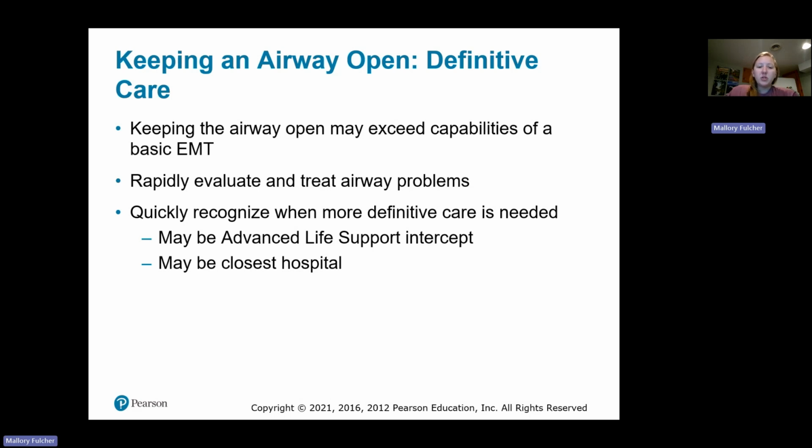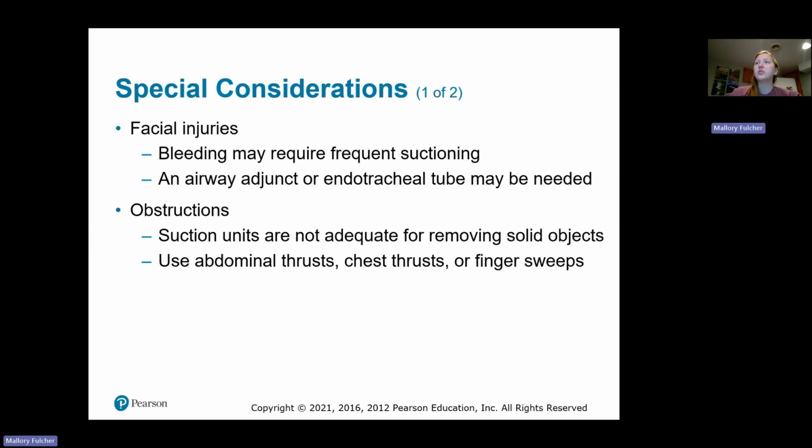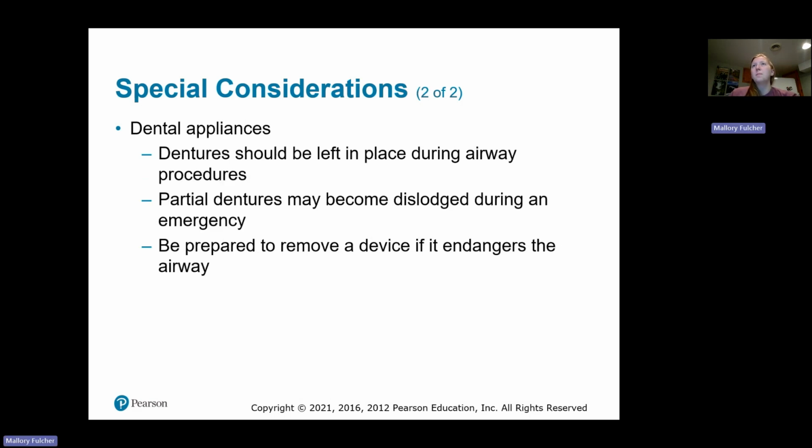Moving on to some special considerations. Facial injuries. Bleeding with facial injuries requires constant suctioning. Our faces, our heads are very vascular, so they bleed a lot. So we need to make sure that we are suctioning quite a bit. Airway adjuncts may be needed for those situations, and then suction units, of course, are not adequate for removing solid objects. So for that, we would get something called a laryngoscope and a Magill forceps out to actually remove the obstruction.